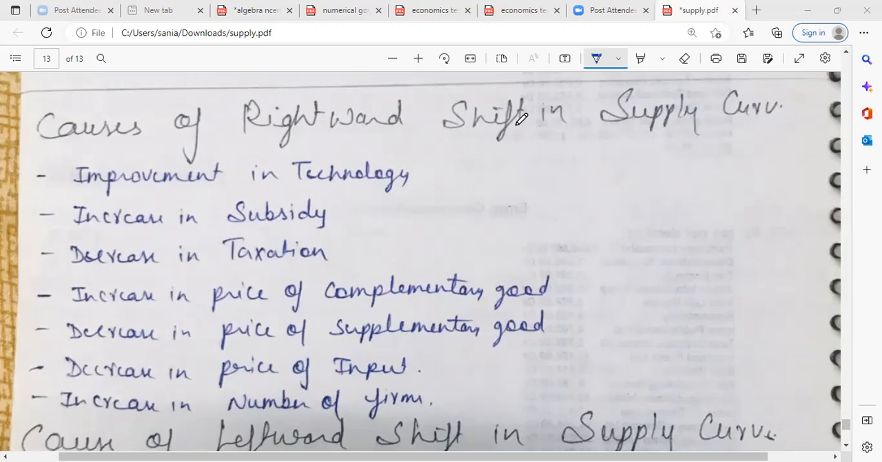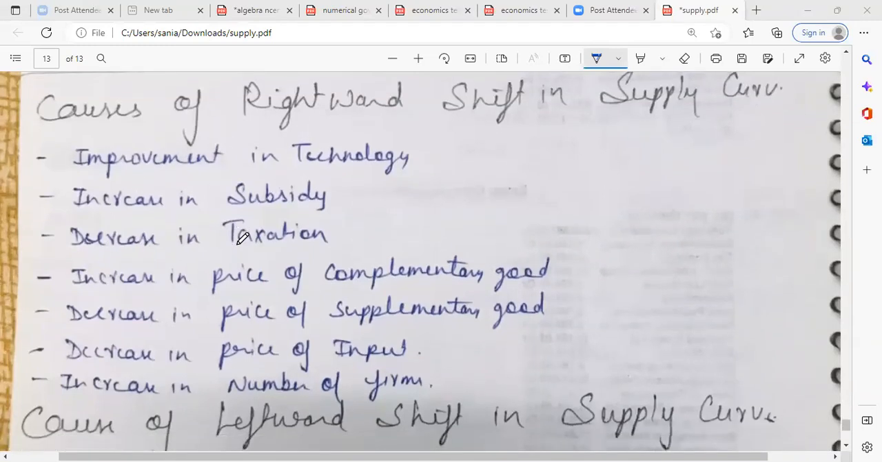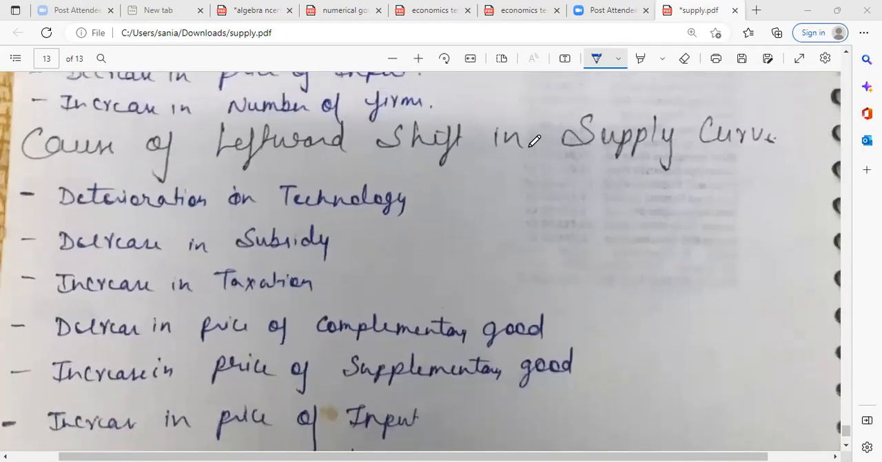But for rightward shift and leftward shift in the supply curve, you have different factors, right? Like improvement in technology, increase in subsidy, decrease in taxation, increase in price of complementary goods, decrease in price of supplementary good, decrease in price of input, increase in number of firms. These are the reasons that cause a rightward shift. Now coming to leftward, everything will be opposite.